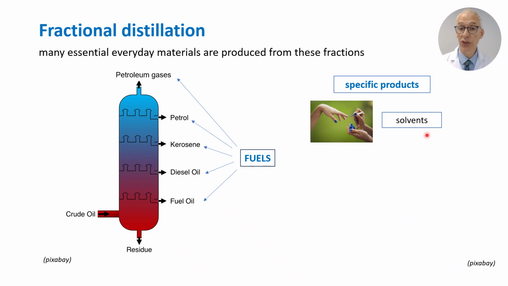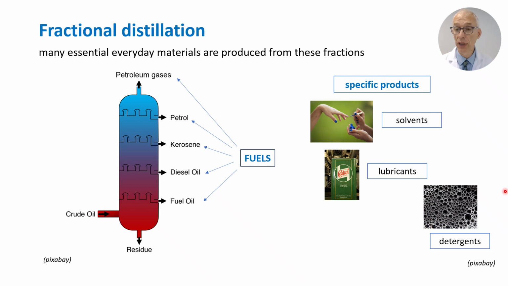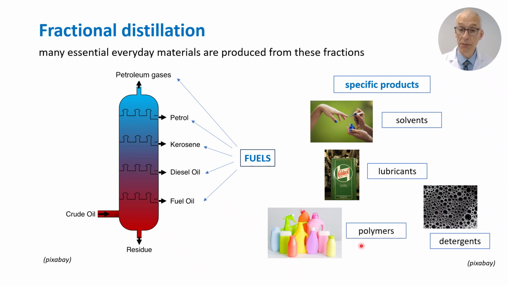For example, solvents. For example, lubricants for the car engine. For example, detergents for washing up liquid. For example, polymers or plastics to make containers. So these 4 specific products are expected as knowledge in the AQA specification.